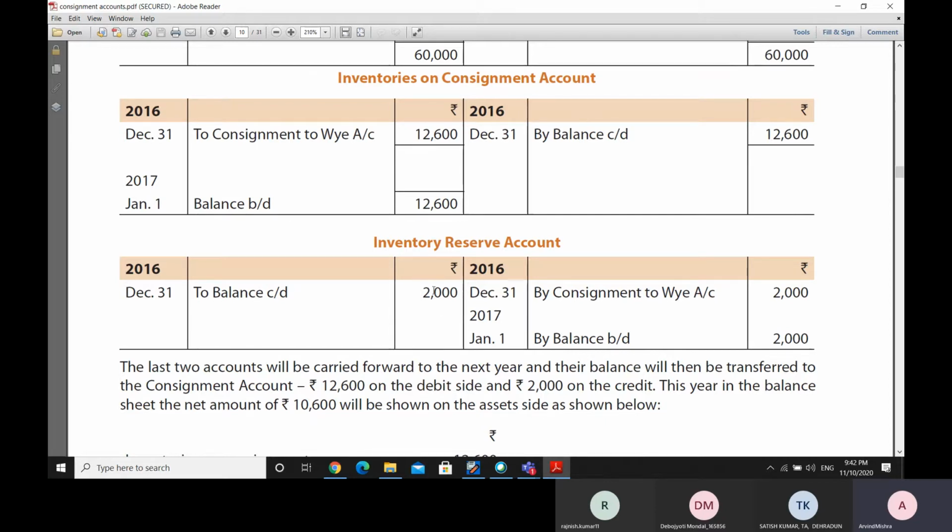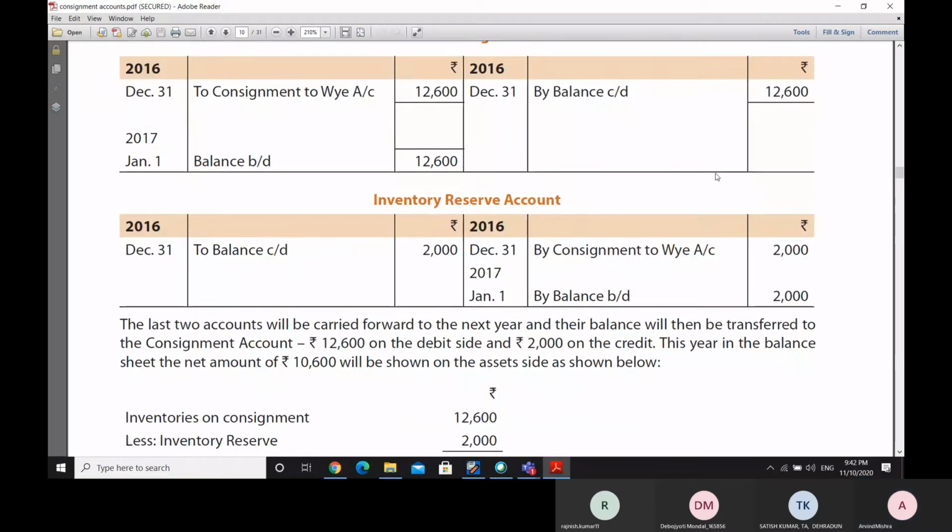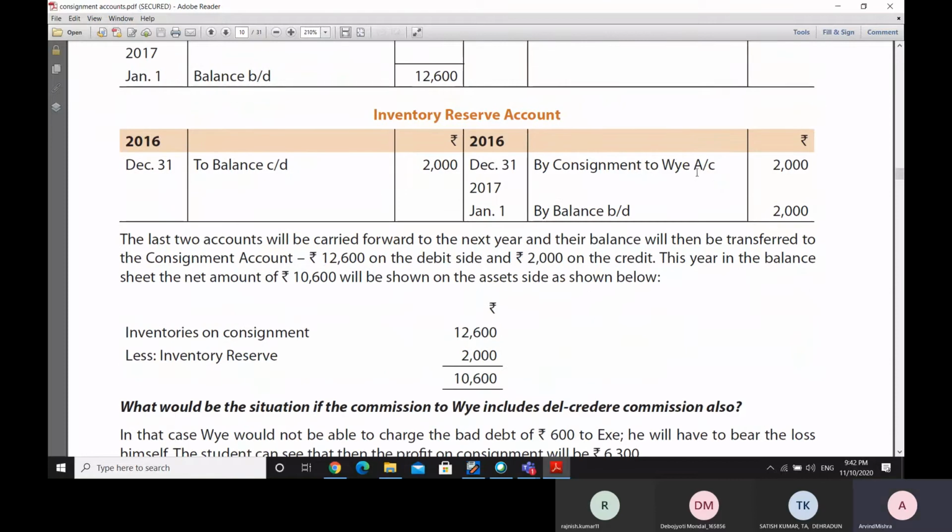liability side of the balance sheet. Therefore this 2,000 will get cancelled against this amount of 12,600 to the extent of 2,000, and therefore only 10,600 will remain, as in the previous example, as part of the inventory. So the balance 10,600 will add to the left out inventory at the end of the year. As you can see here, 12,600 minus 2,000 gives us a value of 10,600 rupees.